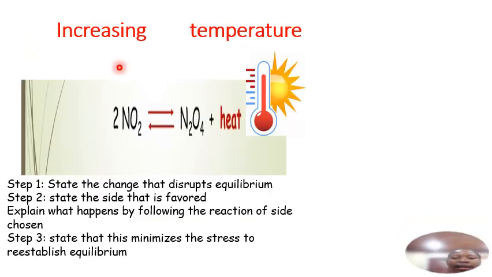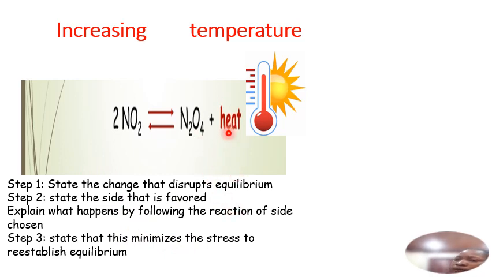So now we are going to now increase the temperature. Okay, same steps are going to be followed again. State the change, state the side that is favored, and then explain what happens by following the reaction of the side chosen. Then tell us that this is going to minimize the stress to reestablish equilibrium. That is all that you do.